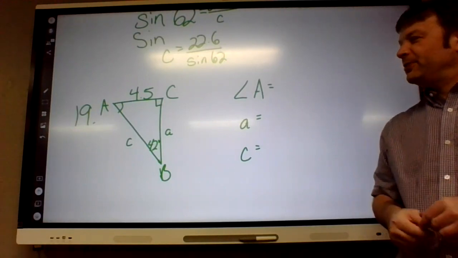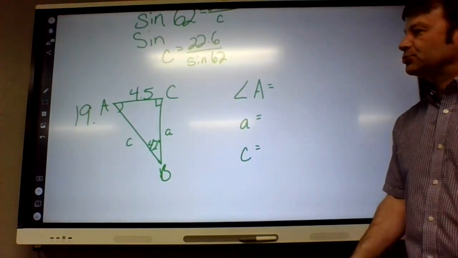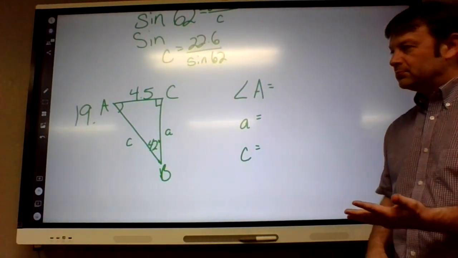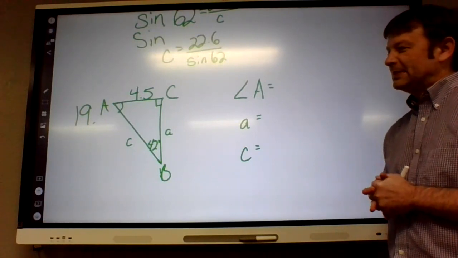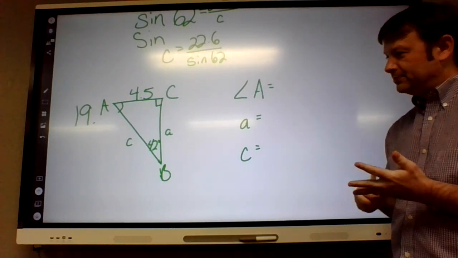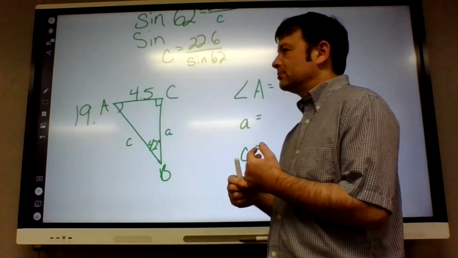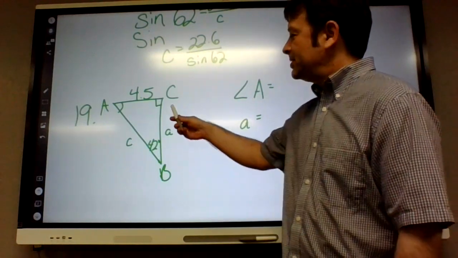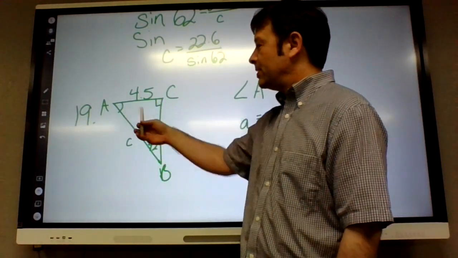Okay, Paxton, how would we find angle A on this one? You take 90 minus 42, which is 48. Okay, now it's just 180 minus 90 minus 42, which is 48.